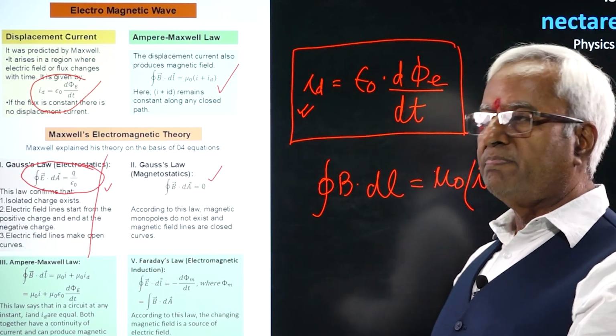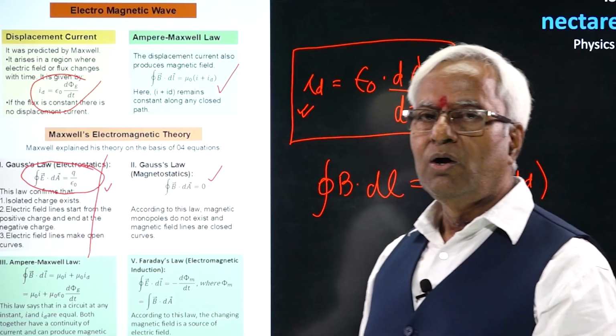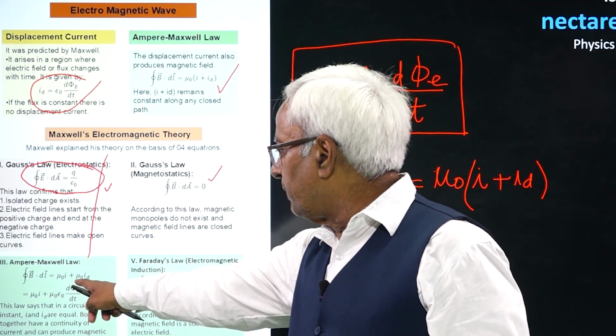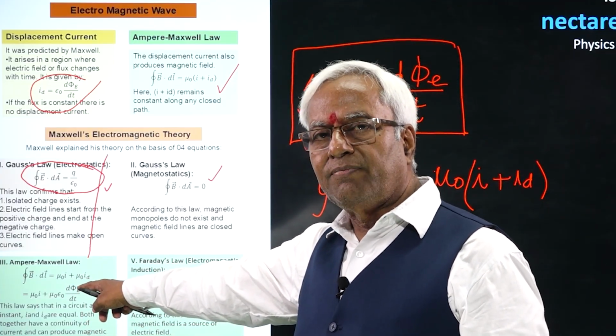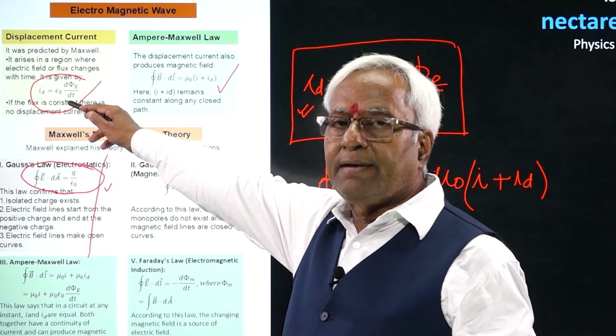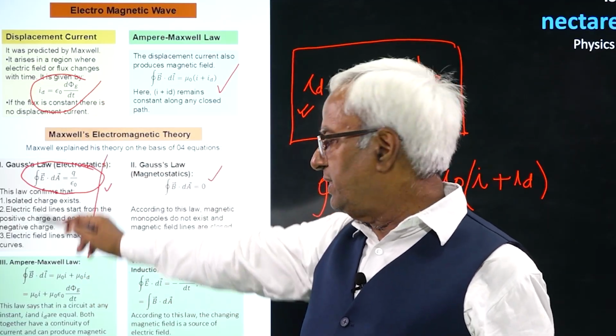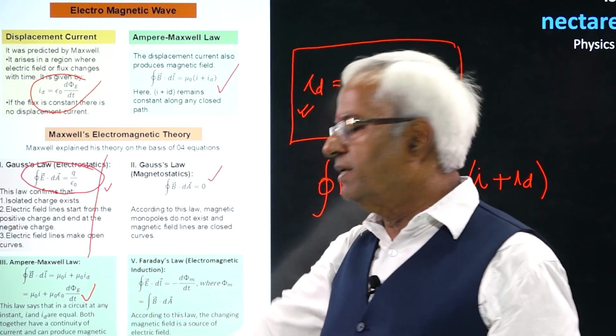Then what is the Ampere-Maxwell law? I told you right now. When you take both the currents, it becomes the Ampere-Maxwell law. And for I_D, you could write epsilon naught d phi E upon dt, which we have replaced over here.